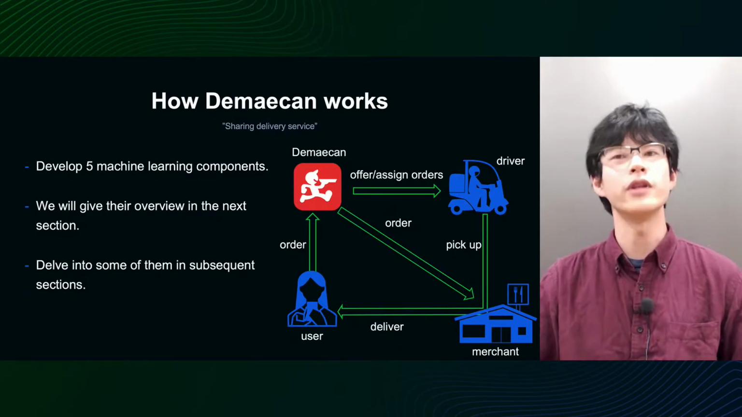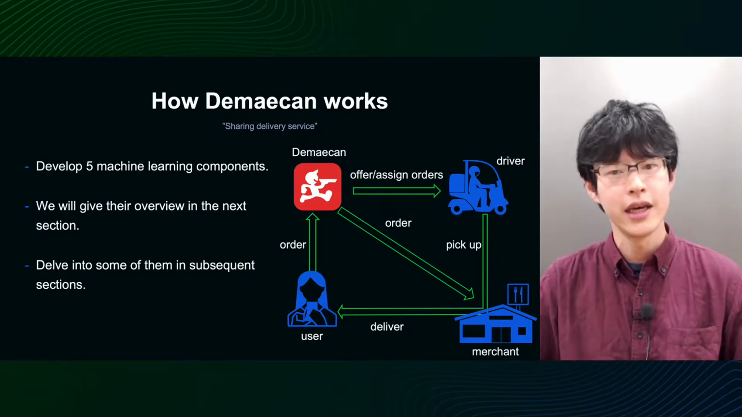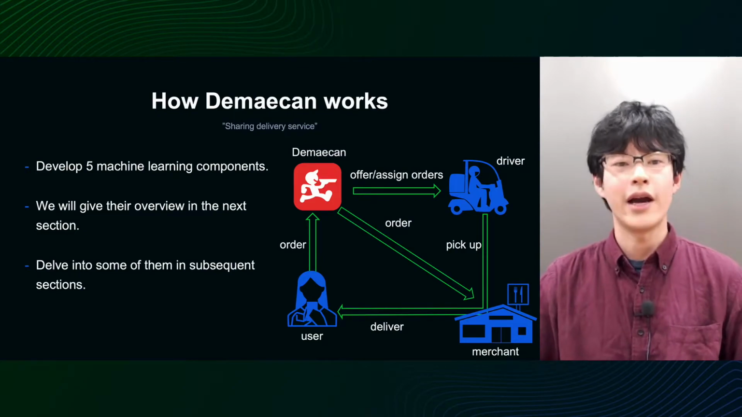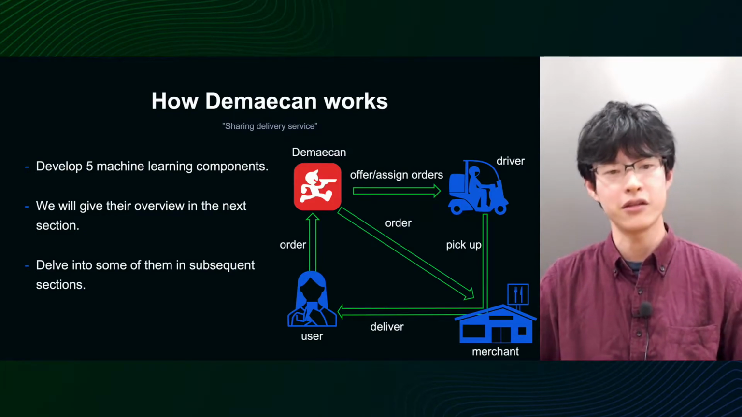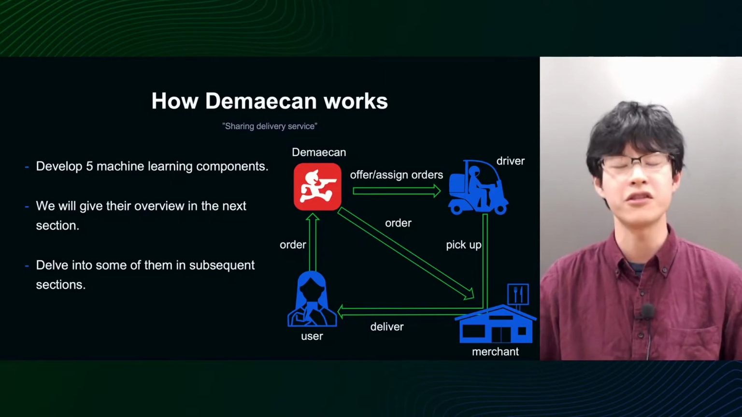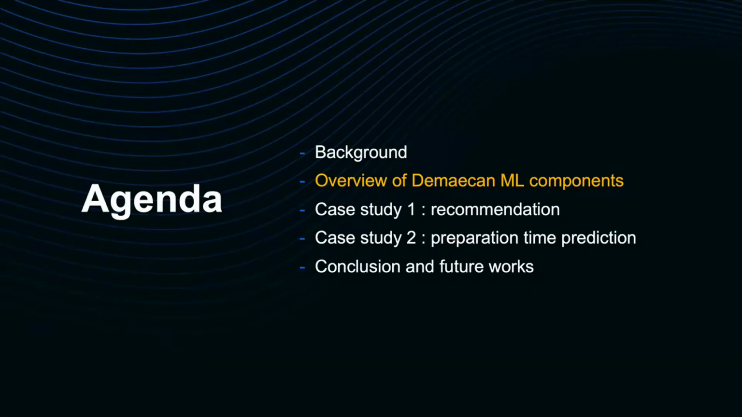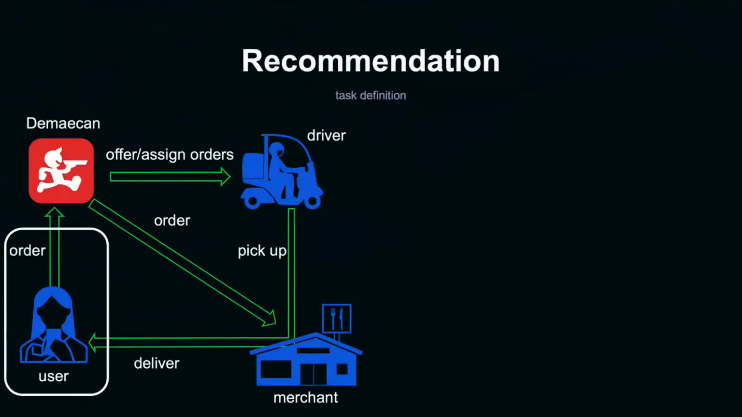We looked through this process to see where we have machine learning opportunities, and eventually identified 5 areas to offer machine learning components. I will now go over the outline of those components and later pick up 2 of them to further describe the details. Now, in this segment, I'll give you an overview of 5 machine learning components. Each of them will be explained starting from the tasks defined, challenges of the tasks, and our approaches in accomplishing those tasks.